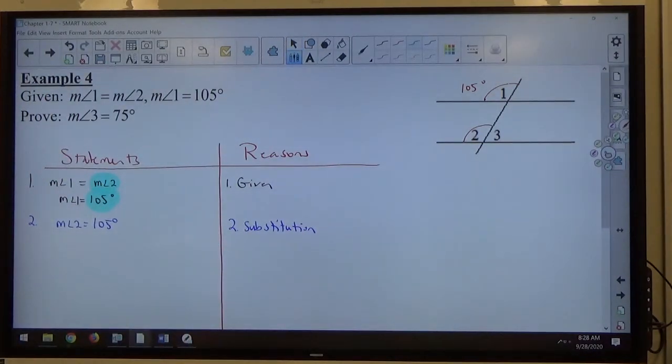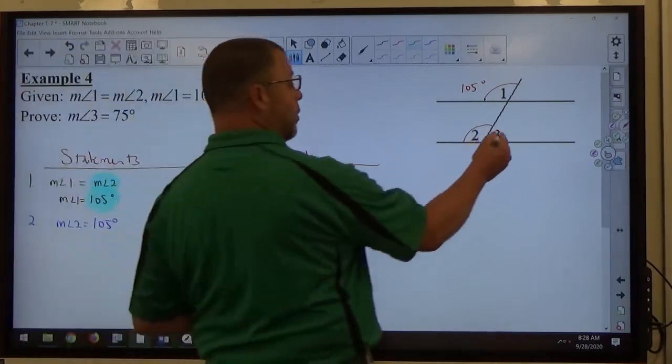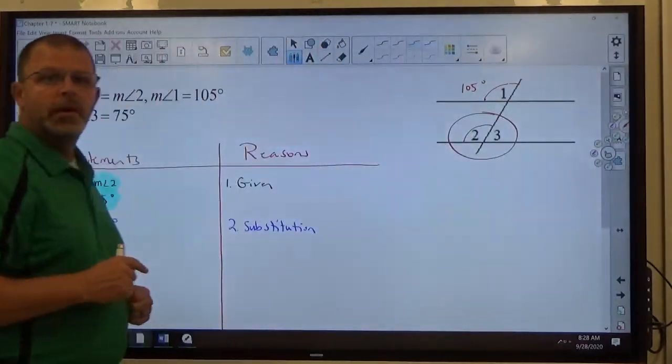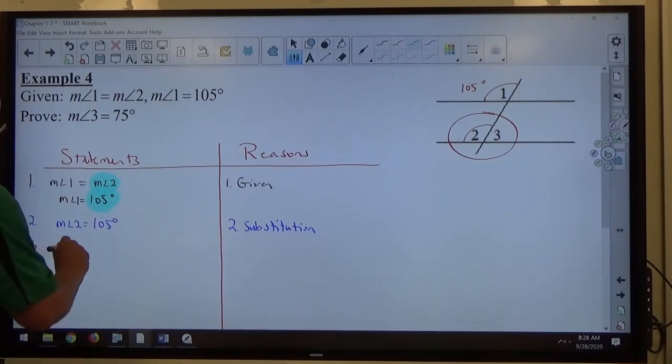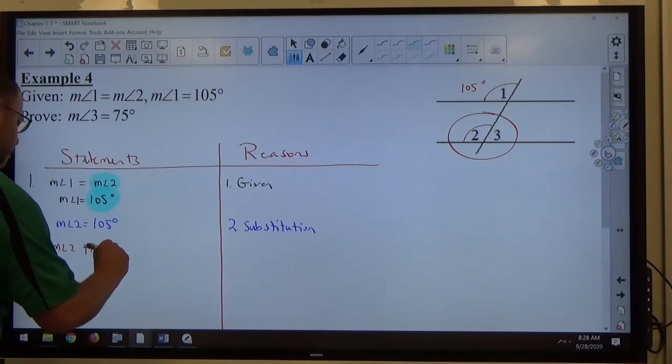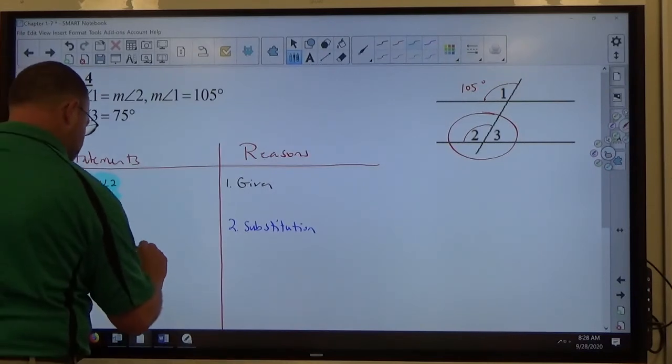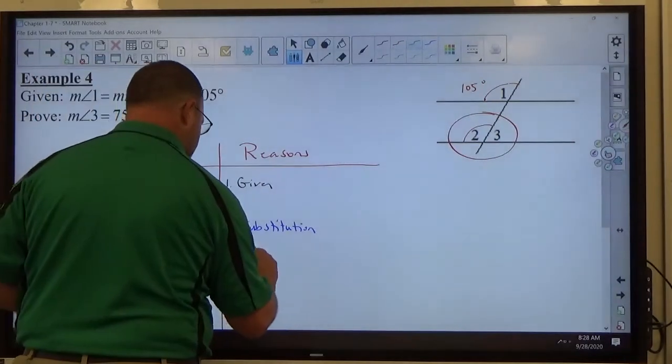That tells me how big angle 2 is. I'm trying to figure out how big angle 3 is. So now I'm looking for a relationship between angle 2 and angle 3. We've already established 2 and 3 make a straight line. We know that angle 2 and angle 3 have to add up to 180 because of that, right? So I know that the measure of angle 2 plus the measure of angle 3 is equal to 180 degrees because there are 180 degrees in a straight line.